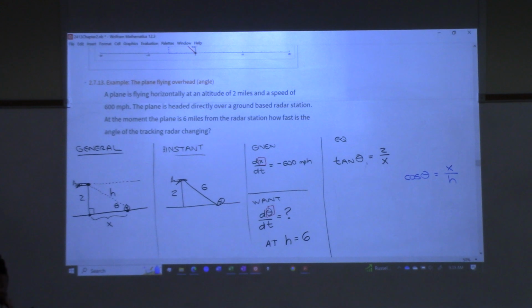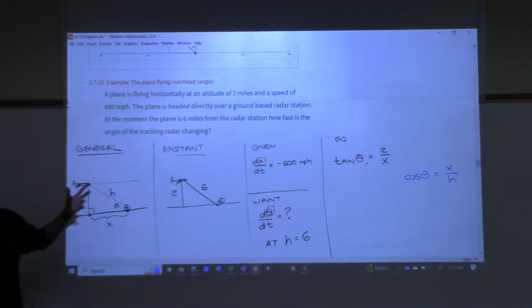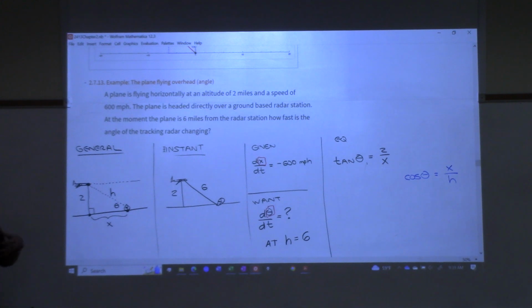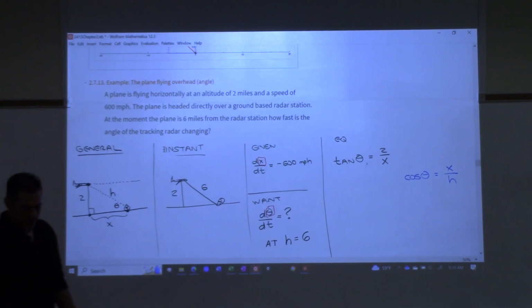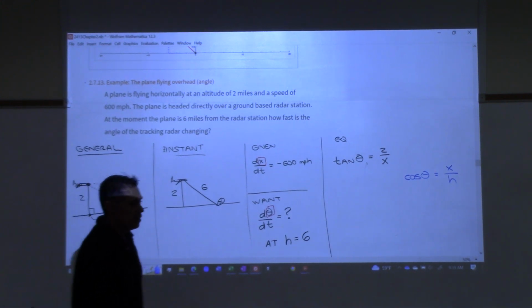Also, why not Pythagorean? Why not the Pythagorean like the previous problem? Yeah, you wouldn't have an angle in there, would you? You would have x squared plus 2 squared is h squared. Well, that doesn't have theta anywhere in it, right? So you don't want to use that. Good?